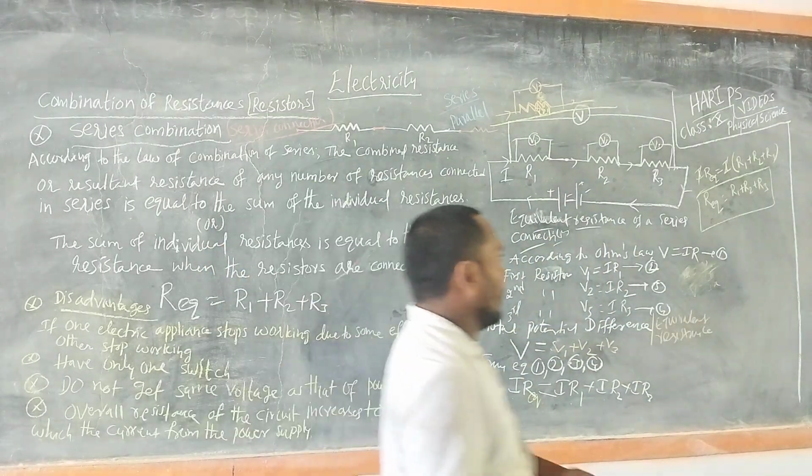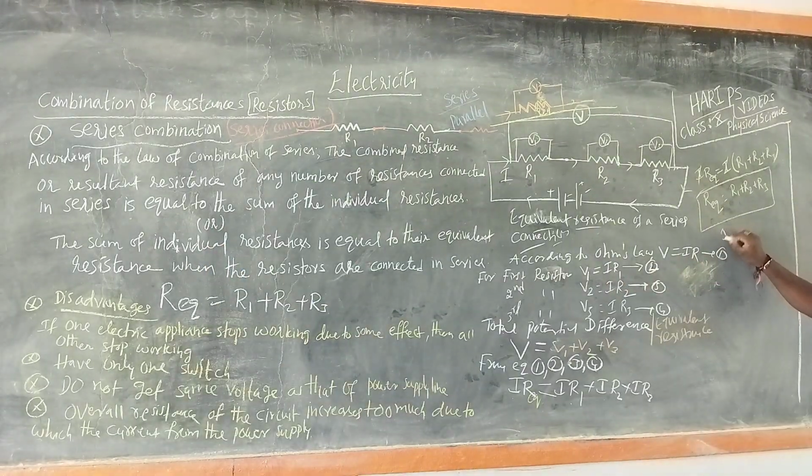So for example, if R1 is equal to 2 ohms, R2 is equal to 3 ohms, R3 is equal to 4 ohms, then what about the total resistance and the equivalent resistance? Req is equal to 2 plus 3 plus 4, so 9 ohms. So Req is equal to 9 ohms. So the equivalent resistance is more.